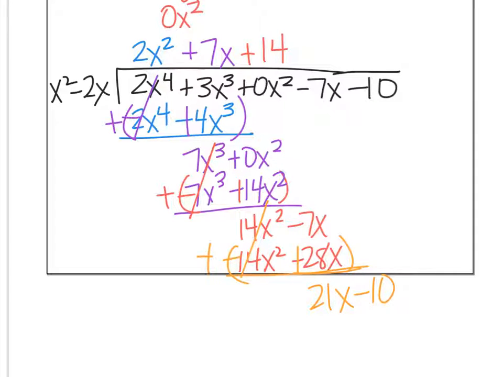No, we are now under that degree. There's no way to get that. That is your remainder. Plus 21x minus 10 over x squared minus 2x over what we're trying to divide by. You can't simplify it right now. You can't simplify that. You just leave it.